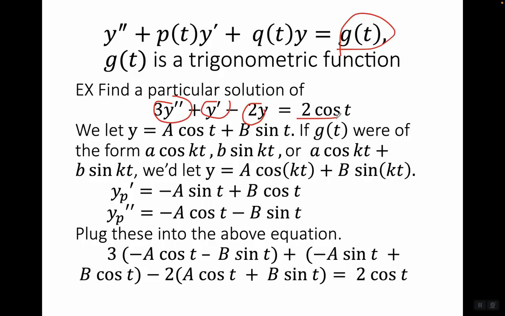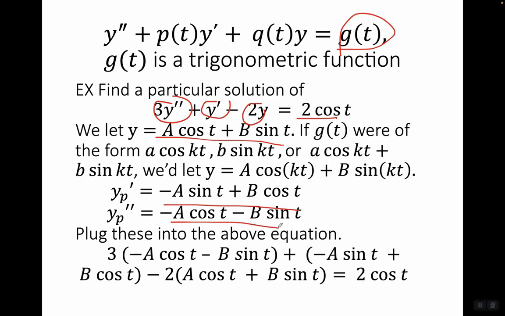Okay, we're going to plug in y and y' and y'' into the equation. We have y at the top here. We know what y is, a cos t + b sin t. y' will be -a sin t + b cos t. y'' is -a cos t - b sin t. We plug these into the above equation.